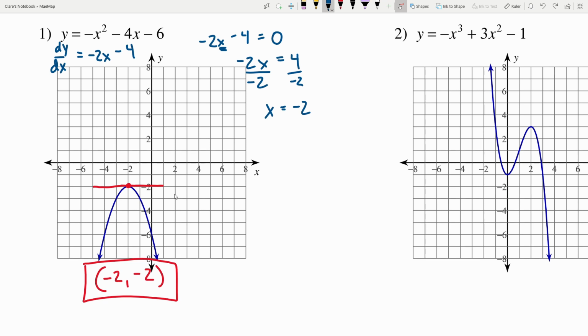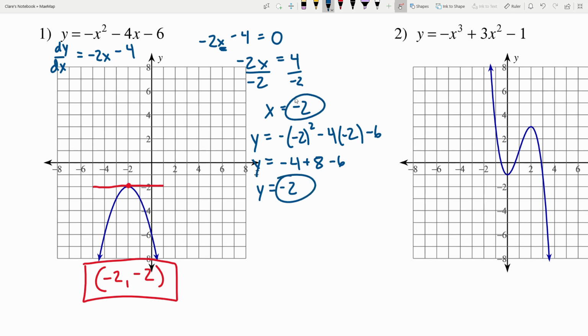Now to find the y value, remember, we just need to plug it back into our original function. So we'll plug -2 back in. So y is going to equal -(-2)² minus 4 times -2 minus 6. So y is going to equal -(-2)², which is a positive 4, but a negative of that is going to be -4, plus, because I have a negative times a negative, +8, minus 6. -4 plus 8 is a positive 4, and 4 minus 6 is -2. So y is also -2, which is confirmed in our point, -2, -2.